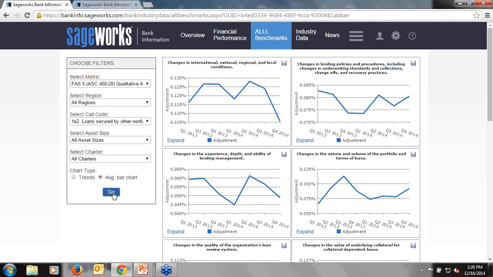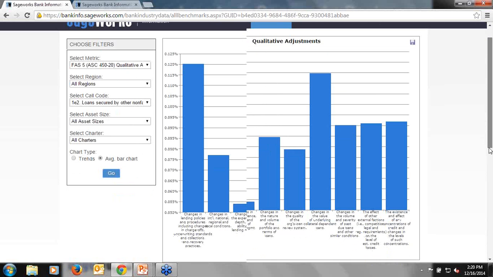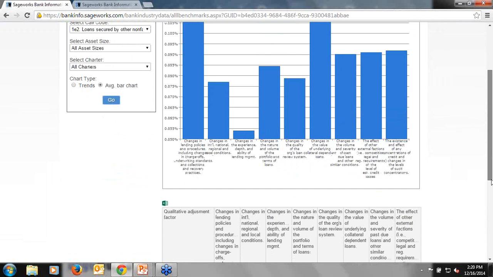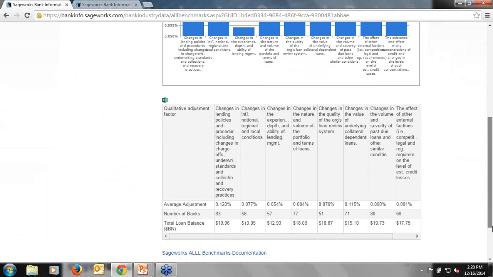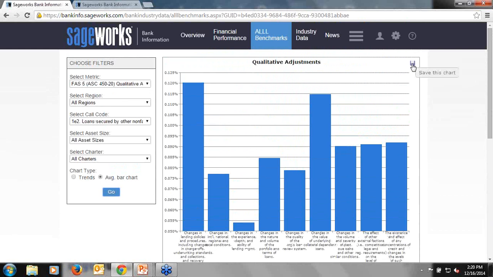Let people know where credit quality looks like for your 1E1s and your 1E2s, both your investor and your owner occupied. And of course, if I want to see it in bar chart form and document that as well, I can always toggle and look at the data as well as the graphical depiction to be able to save that, print it out, and include in my documentation. So now let's go back to the presentation.